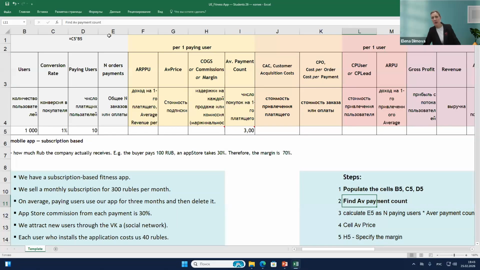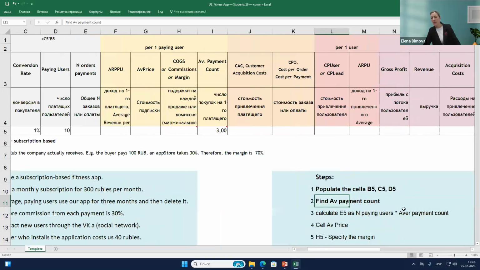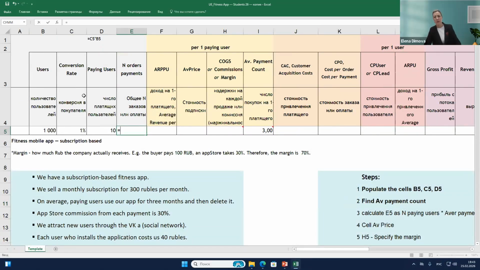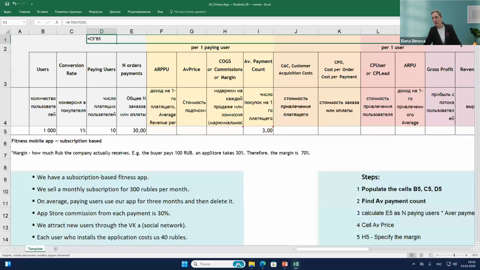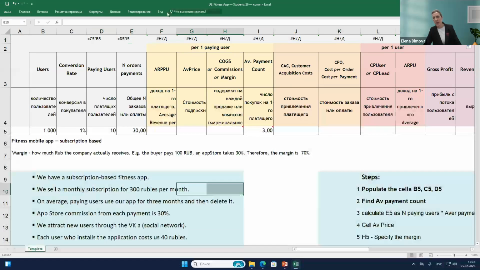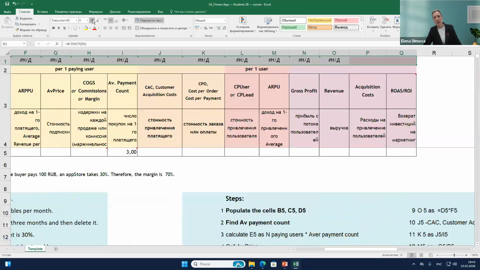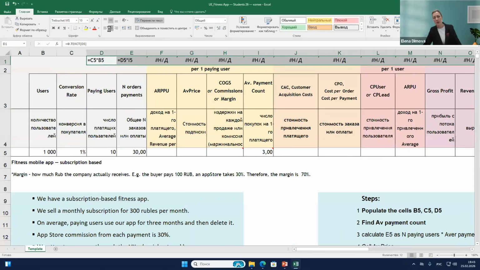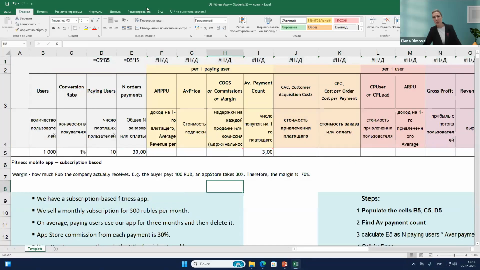Then we need to calculate the number of orders payments, and here we can do it as the average payment count by the number of paying users. No, it's how many purchases our buyers made. So here we take these 10 paying users and multiply it by the number of purchases that they make. I will extend the formulas. So here we have them. And maybe for your convenience, I will reactivate my ribbon here and try to enlarge and increase the font to make it easy for you to track what I do.